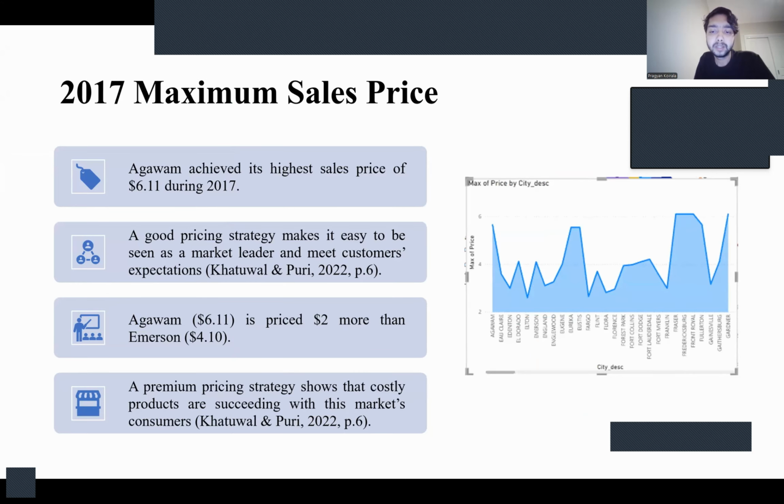2017 maximum sales price. The highest unit sales price recorded in 2017 was in Agawam, where a product was sold at $6.11. In comparison, Emerson had a maximum price of 4.10, which is about $2 lower. This tells us that Agawam customers may be willing to pay more, possibly due to better product quality or maybe brand perceptions as well. Using a premium pricing strategy in such markets can improve both brand image and profit.